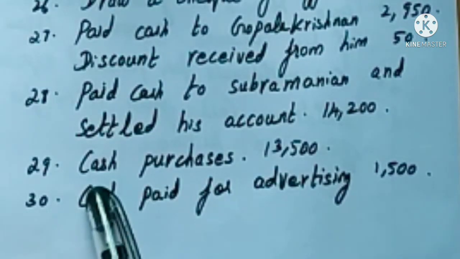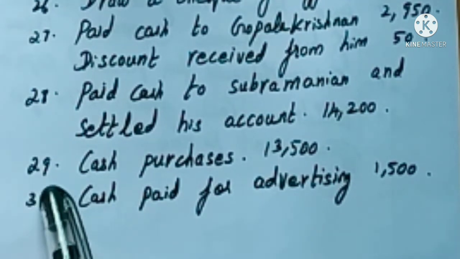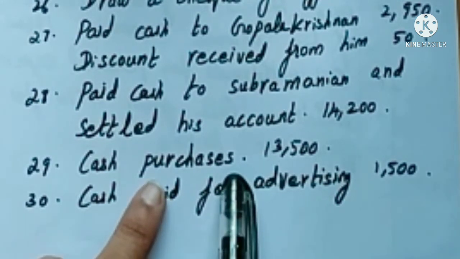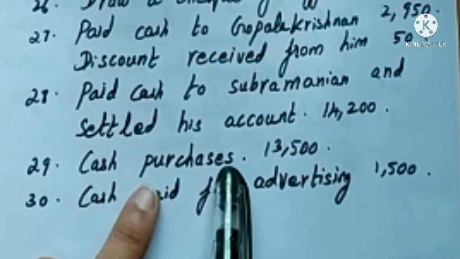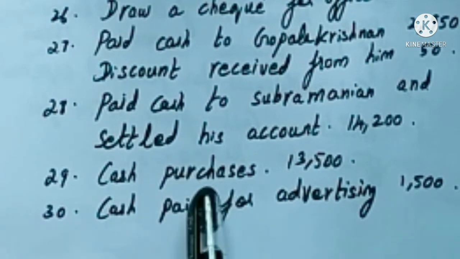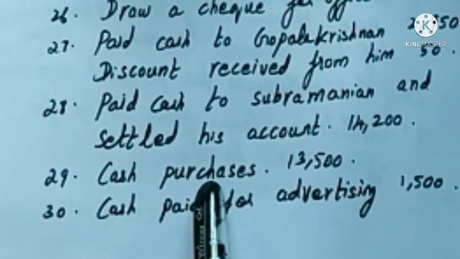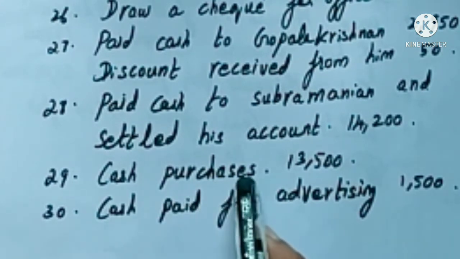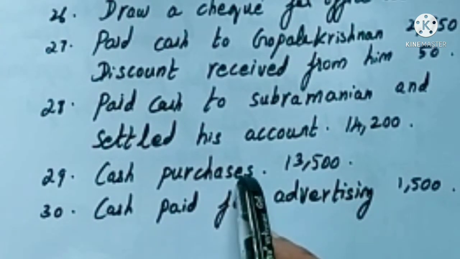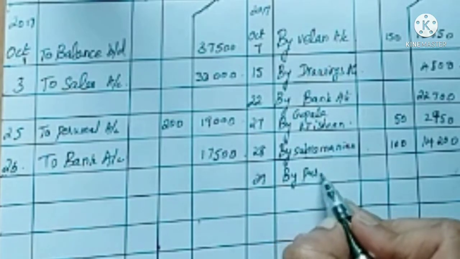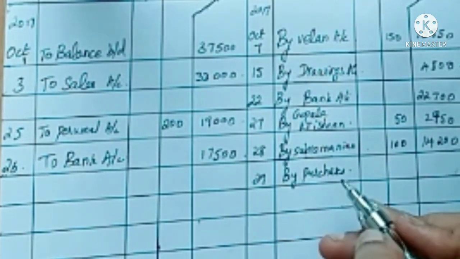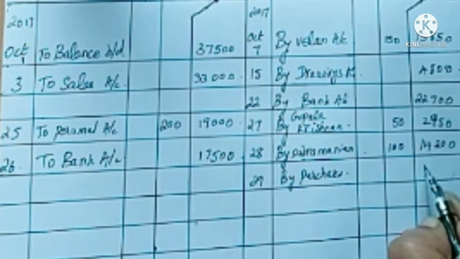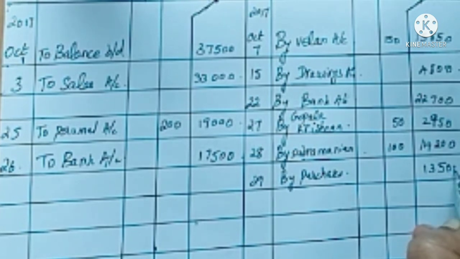The next transaction is on 29th October 2017. Cash purchases. Expense, isn't it? So we are going to debit purchase account. The entry is purchases account debtor to cash account because purchase is an expense and cash is going out. So cash account is credited. Purchases. Amount is rupees 13,500.